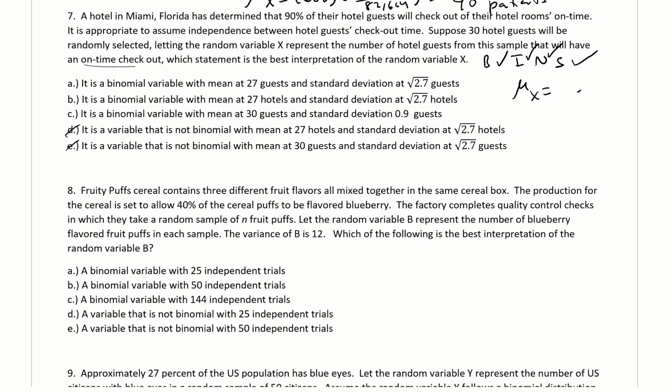Let me do 30 people times 0.90. I want to keep it in the same order. 30 times 0.90, which is 27 people. Okay, so it's not C because it says 30. It's A or B. So let's calculate the standard deviation.